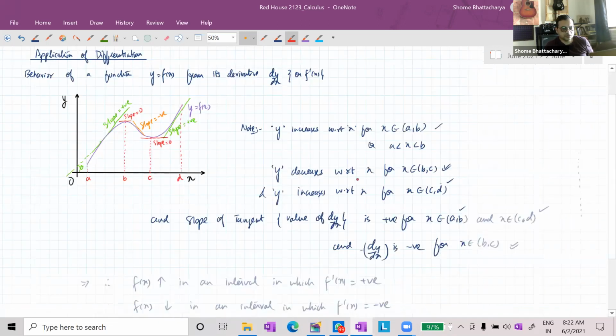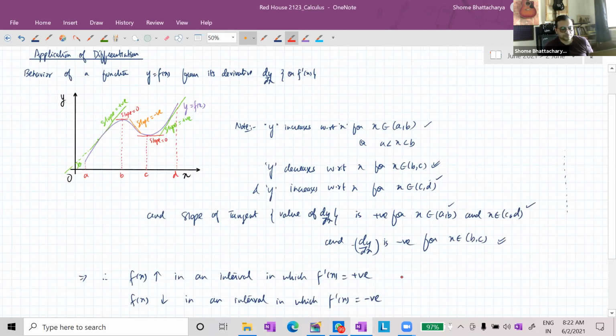So additionally, we can also see that dy by dx is equal to 0 at precisely 2 points, x equal to B and x equal to C.